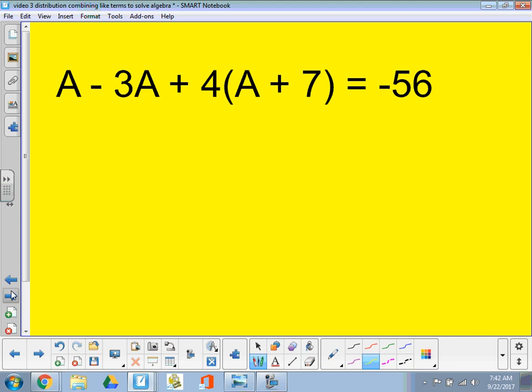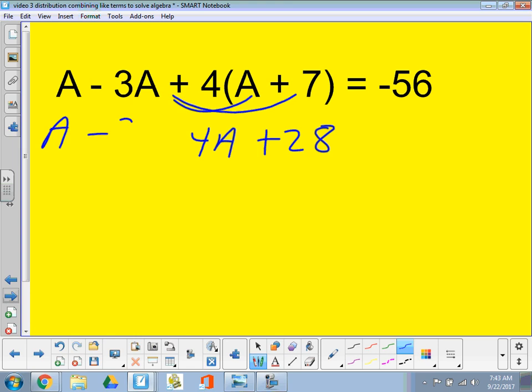Here's our last example. Take a moment, try to work it out. As I do this, I'm going to take that positive 4, multiply times a, 4a. Positive 4 times positive 7, 28. Bring down my other terms. A minus 3a. I now need to clarify that this is a positive 4a is equal to negative 56.